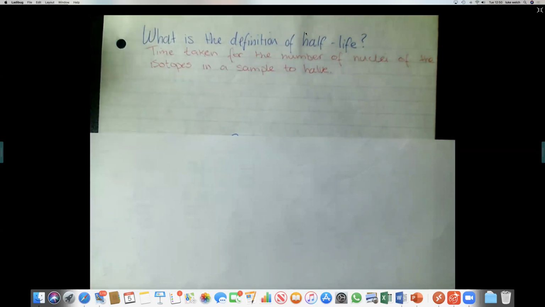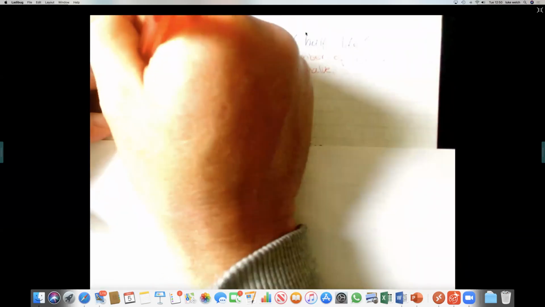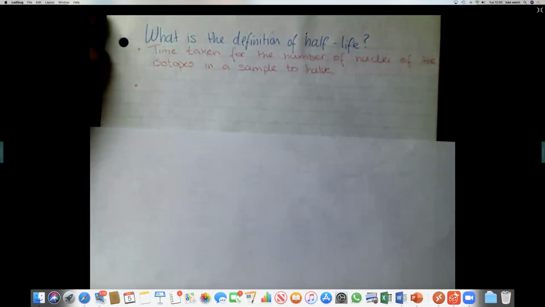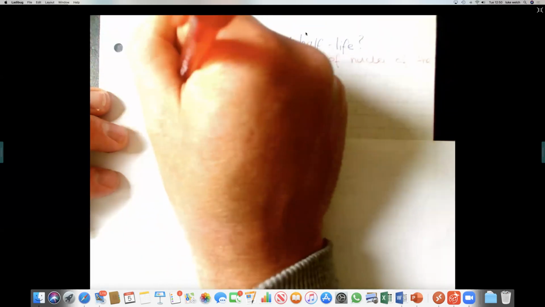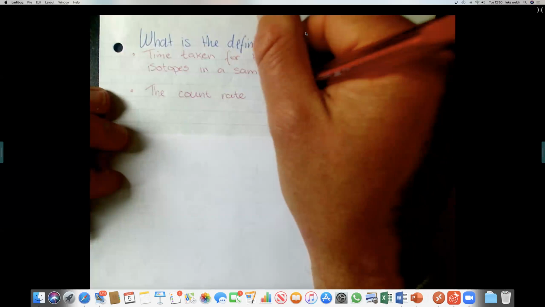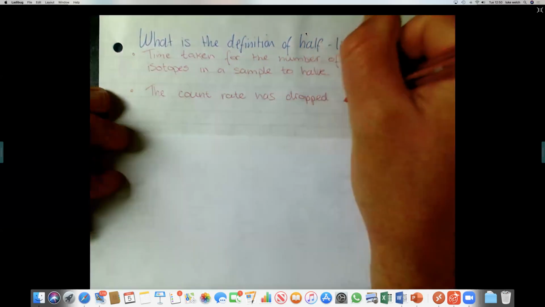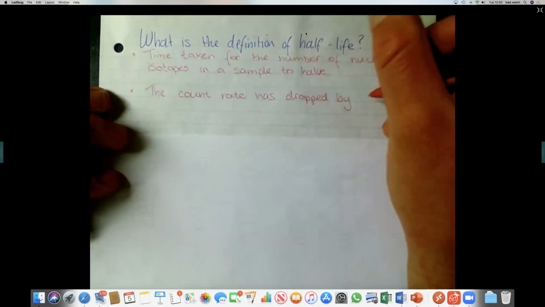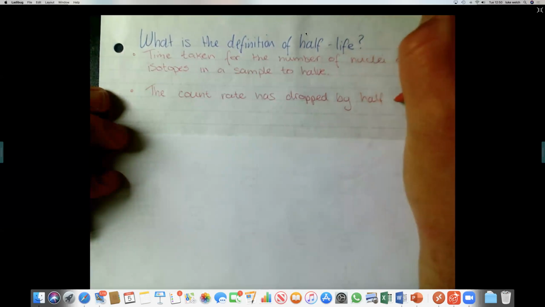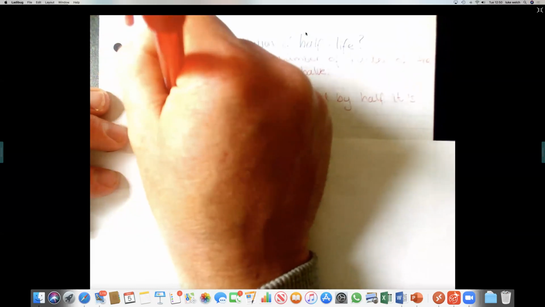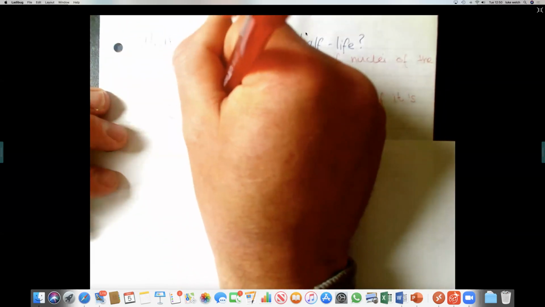Okay, it also can mean, and this is some knowledge we need from a previous lesson, it can also mean that the count rate has dropped by half its original level.